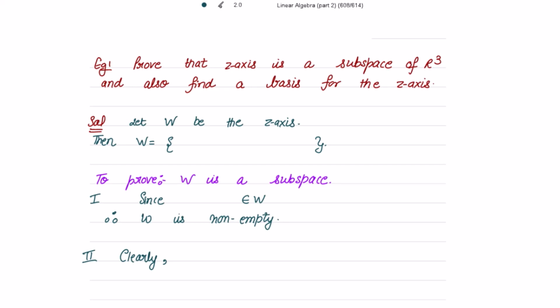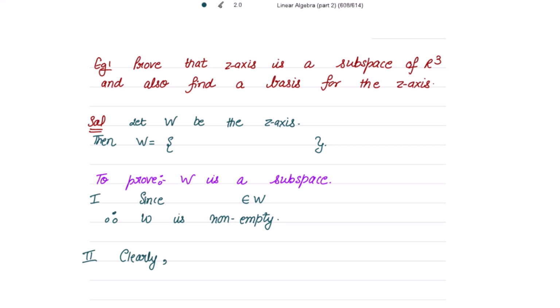basis for the z-axis. Now let W be the z-axis. Because it is given to us that the z-axis, we have to prove that this z-axis is a subspace of R3. So let me consider this z-axis to be W, and I have to prove that this W is a subspace of R3. And for a subspace, 3 things need to be proved.